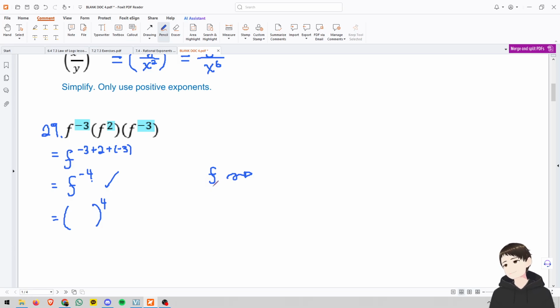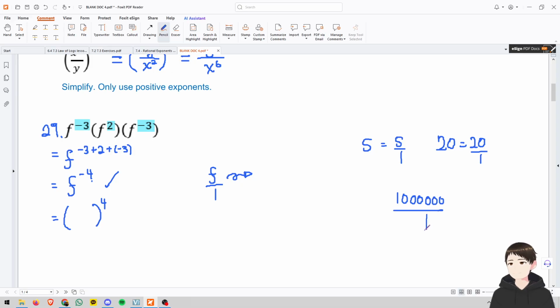Well, by default, any number has a 1 underneath. Like 5 is actually 5 over 1. 20 is actually 20 over 1. 1 million is actually just 1 million over 1. So f is actually f over 1. The reciprocal would be 1 over f.